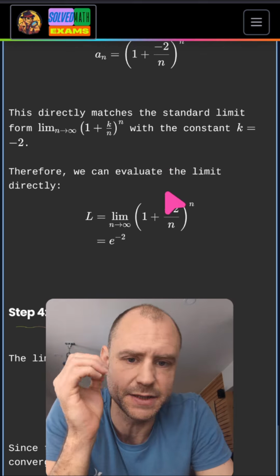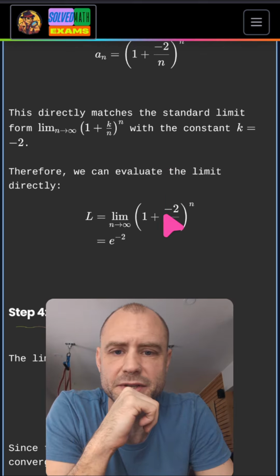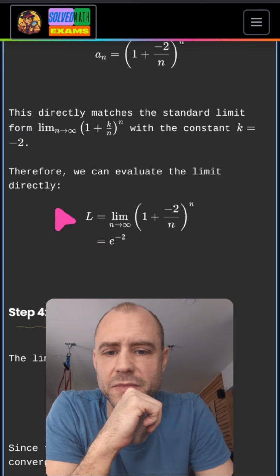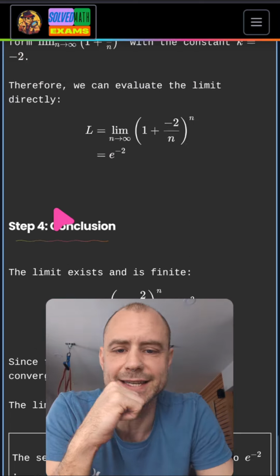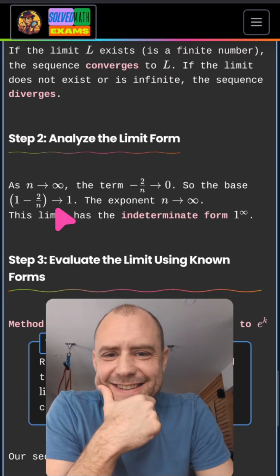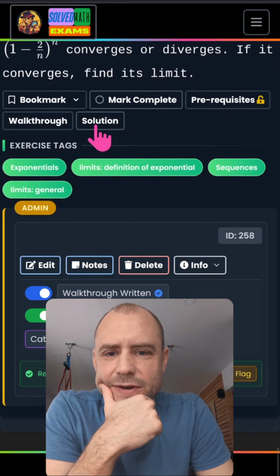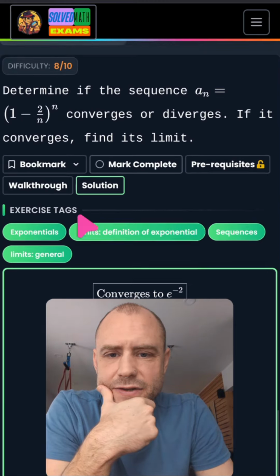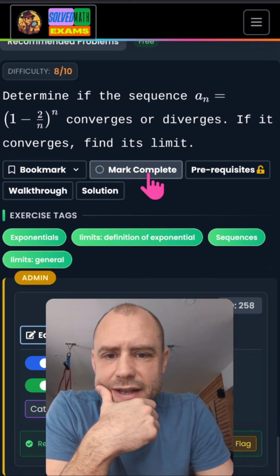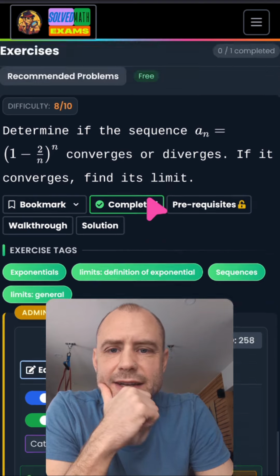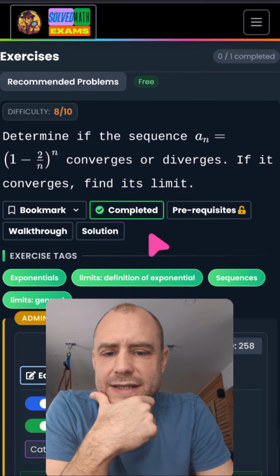So I want all my students to be very familiar with this form, being able to transfer this into the exponential form very quickly so that when a question like this shows up, you're just like, yes, yes, because you studied for it. And of course, if you just want the solution, you can just click solution here. I built this so that you have everything that you need. And then if you finish, you can just mark it as complete. And then it will show up as complete in your list of questions.